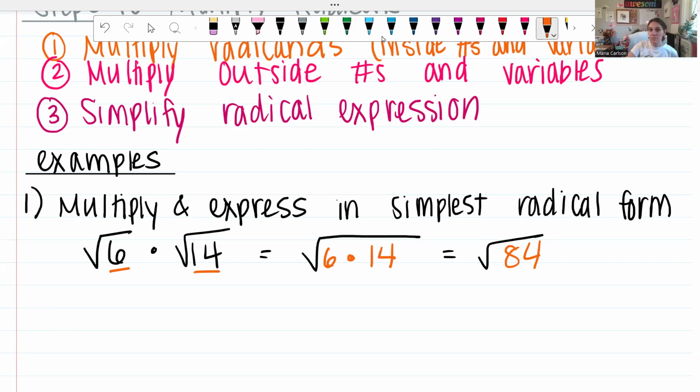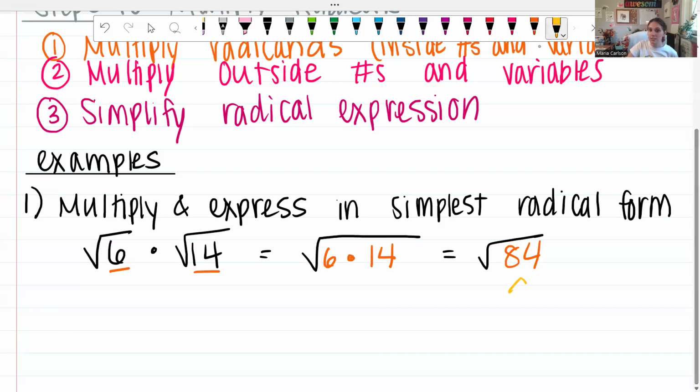And I could set up a factor tree if I wanted to, and I could find my factors of 6 and my factors of 14. So 6, that is 3 times 2, or 2 times 3. And 14, I can break that down into 2 times 7.